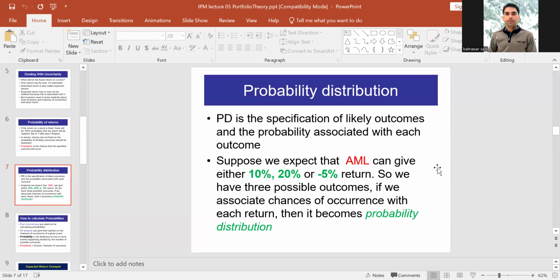A probability distribution lists all possible returns and their probabilities. For example, AML stock could give 10%, 20%, or minus 5%, each with a certain probability. This example tells us the range of possible outcomes, and further in a table. So here we got the idea that the probability distribution is the foundation for calculating expected return and risk.